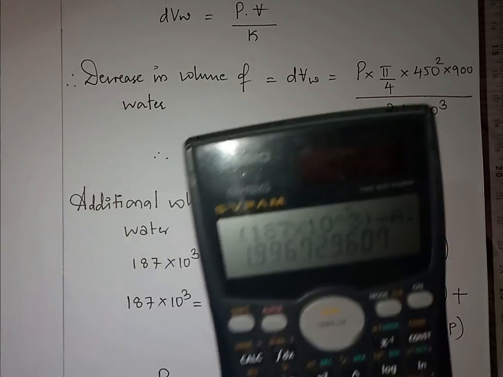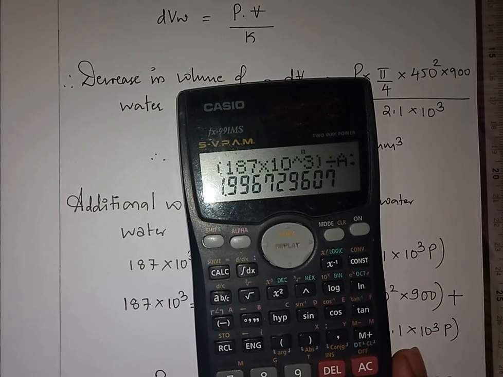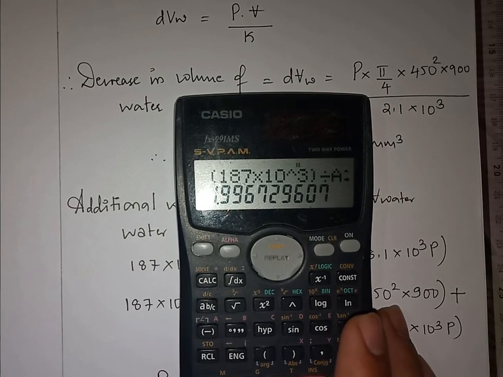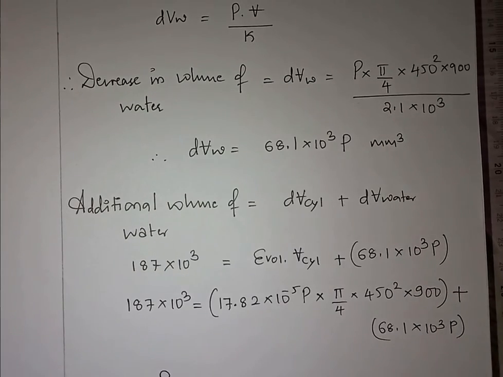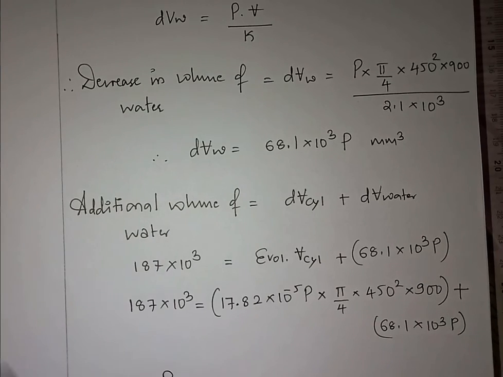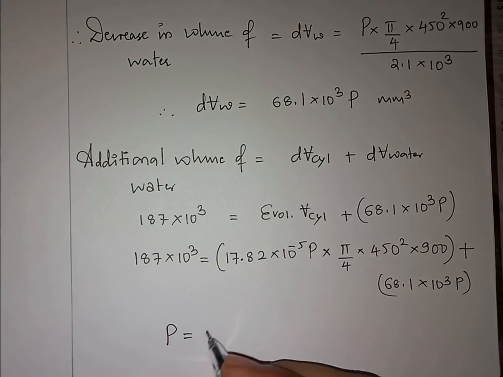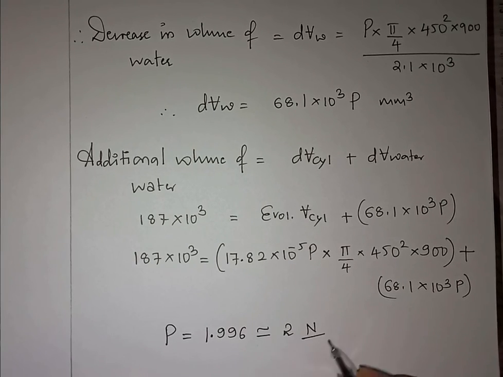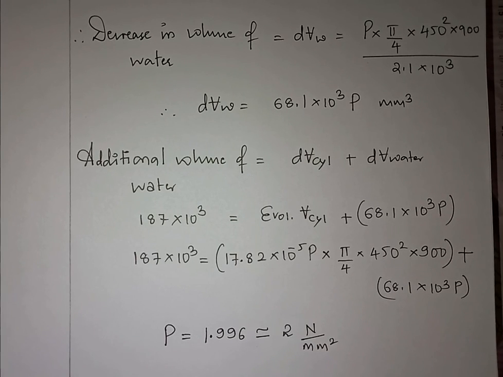So I am getting the pressure in this case as 1.996 Newton per mm square. So the pressure in this case is 1.996, that is nearly equal to 2 Newton per mm square. Right, so that is the pressure of water that you find considering the compressibility of water.